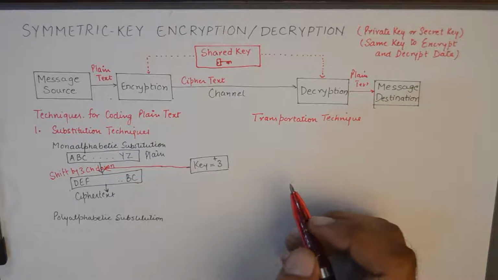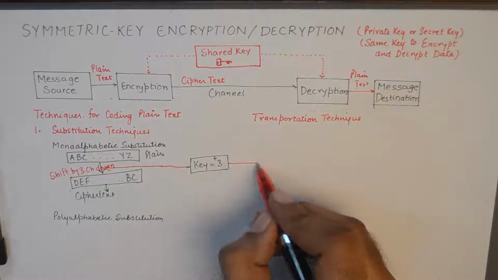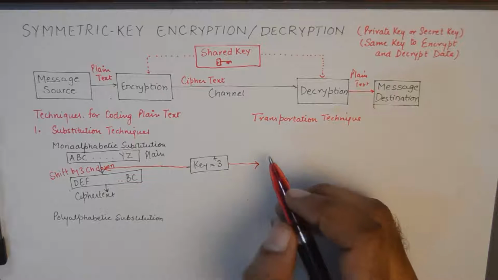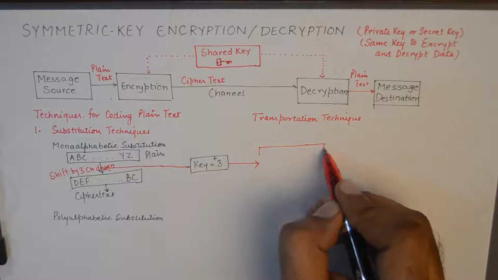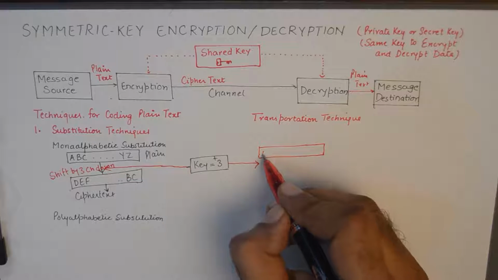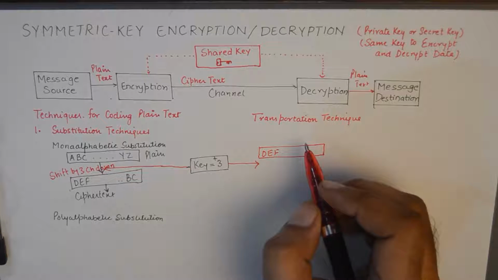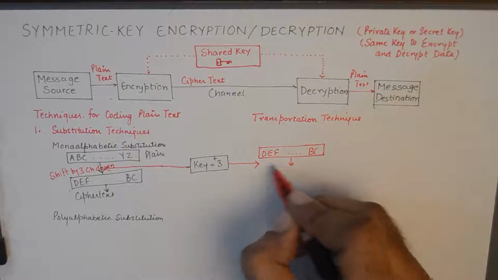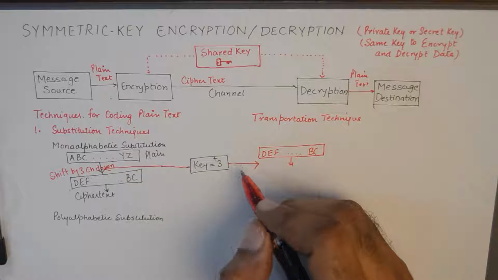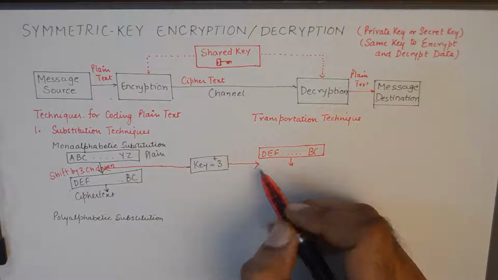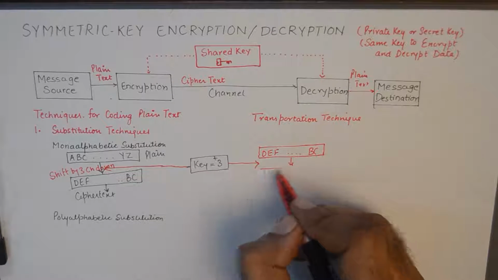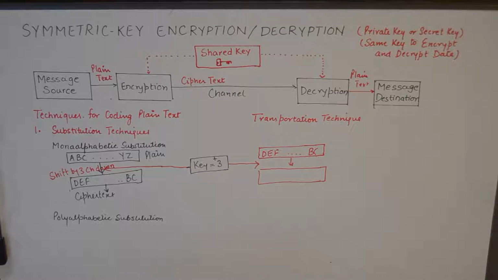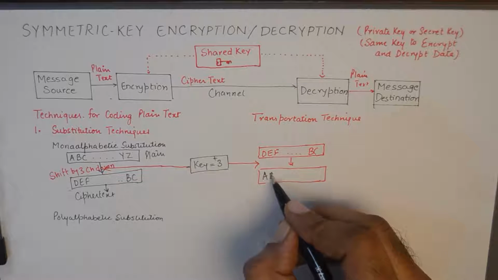And similarly here also the same key will be used at the receiver end. So if we receive a character like this, every character which is received will be shifted up by 3 characters now, and the original plain text will be received. So if D is received, we'll again get A, and so on.